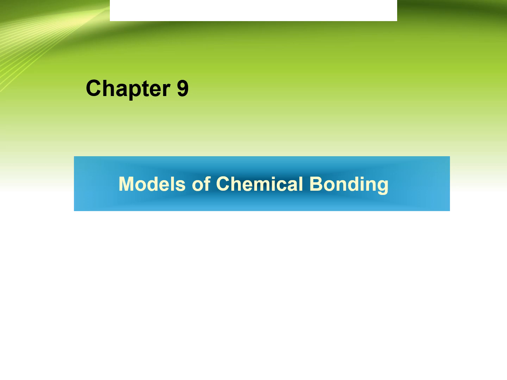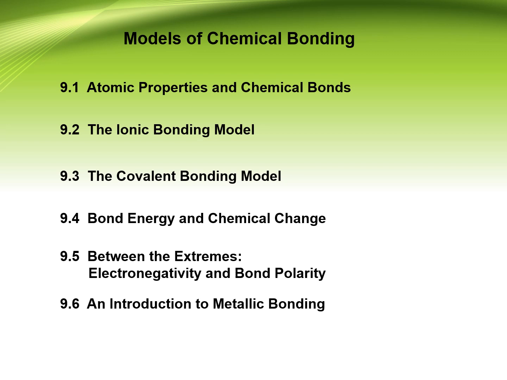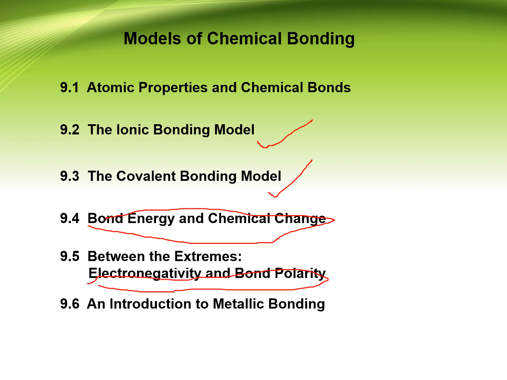Hope everything is okay. Today, let us proceed with our topic, chapter 9, models of chemical bonding. From the previous lecture, we already learned about ionic bonding and covalent bonding, and today we are going to finish our chapter 9 topics: bond energy and chemical change, electronegativity and bond polarity, and metallic bonding.